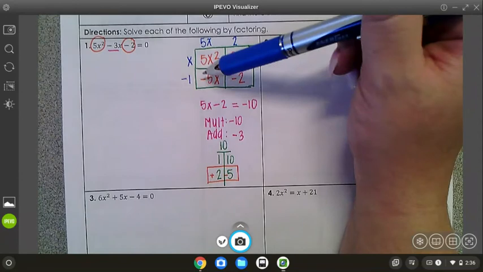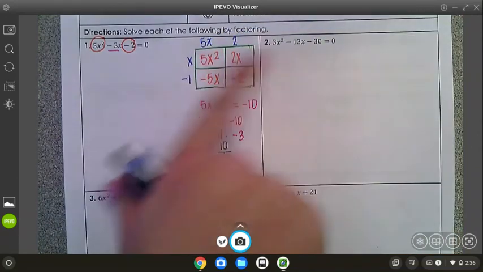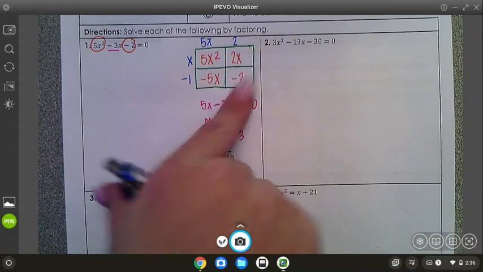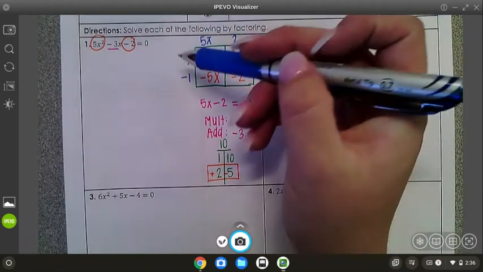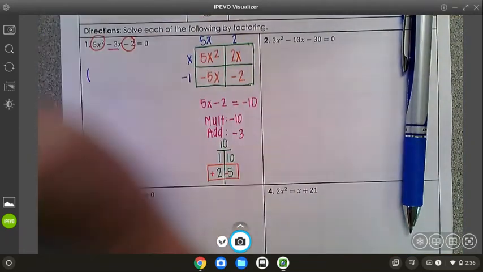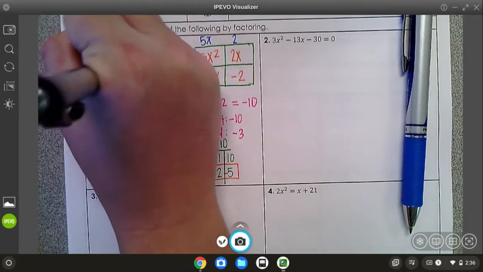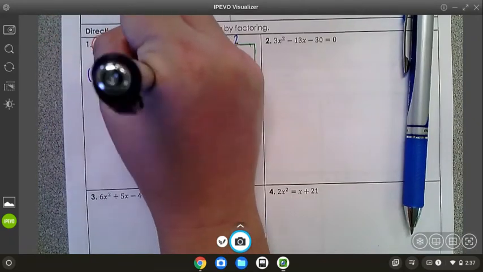This rule is if the first one, so the one on the left if you're doing rows, or the one on the top if you're looking at the columns. And so those are my factors: 5x plus 2 and x minus 1.